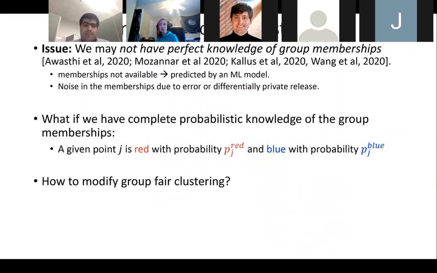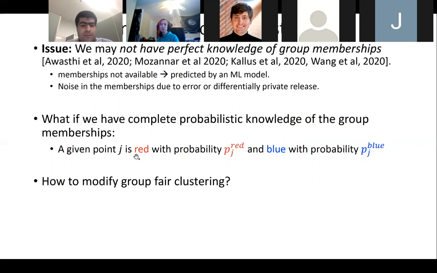Now, an issue is that we may not have perfect knowledge of the group memberships, and this was indicated in the collection of papers. Memberships may not actually be available at all in the data set. In this case, we might use an ML model to predict the group memberships, but the ML model is not perfect and it fails with some probability. We might also have noise in the memberships due to error in filling the information, or because the group memberships could be released in a differentially private manner.